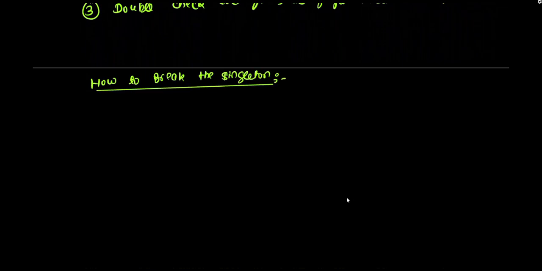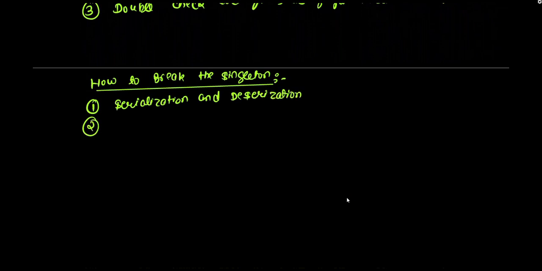Now there are two methods to break the singleton design pattern. The first one is serialization. You convert the object into JSON, and after that, since your object is already in JSON format, you can deserialize it again from JSON into an object. So this is serialization and deserialization.